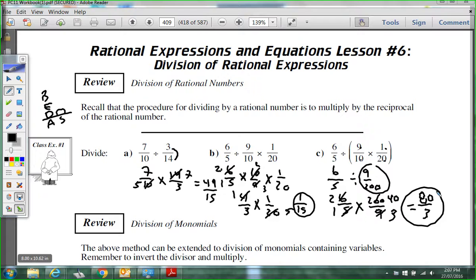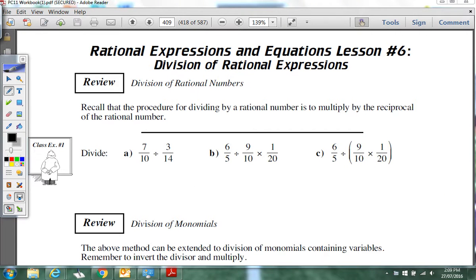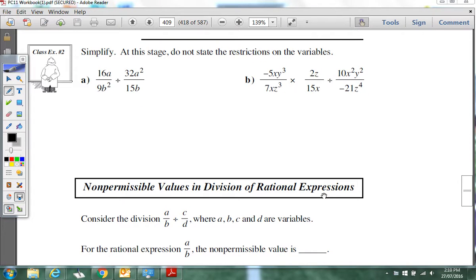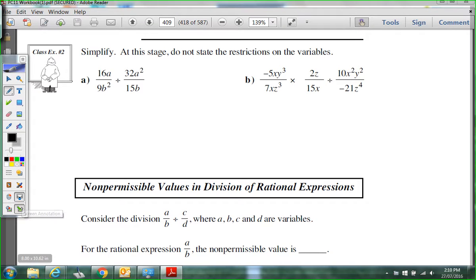Okay, and now we're going to do monomials. Remember, a monomial is a single term with variables. So in a division of monomials simplified at this stage, we do not state the restrictions on the variables. So we do not have to state restrictions yet. Remember, restrictions are what cause the denominator to be zero.